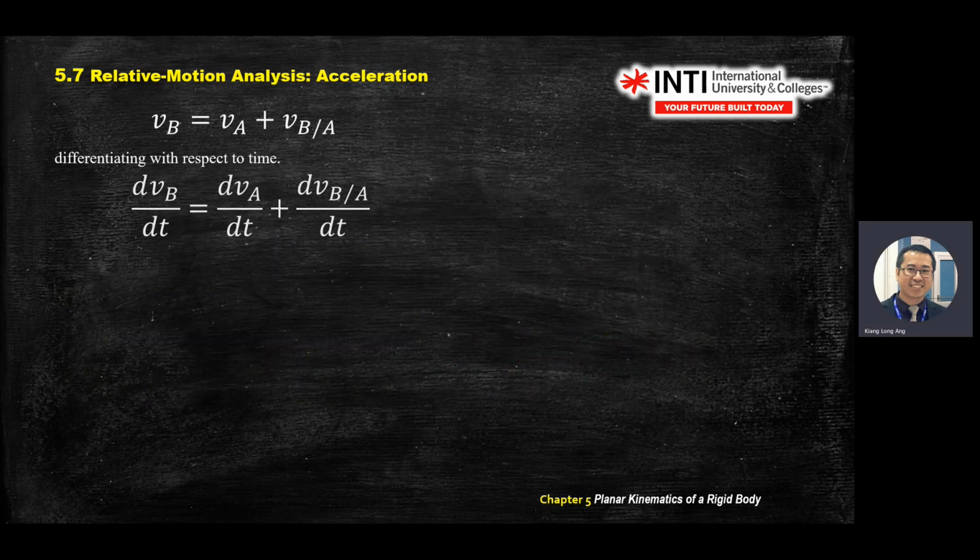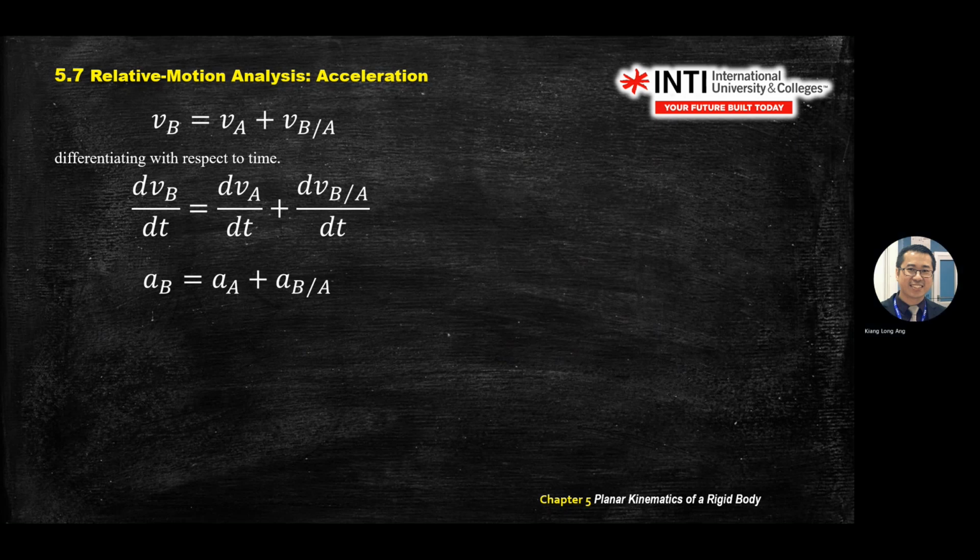So this is the previous equation that you're familiar with. We change velocity into acceleration, right? So VB equal to VA plus VB stroke A. What I mean by VB stroke A means position of B from A.